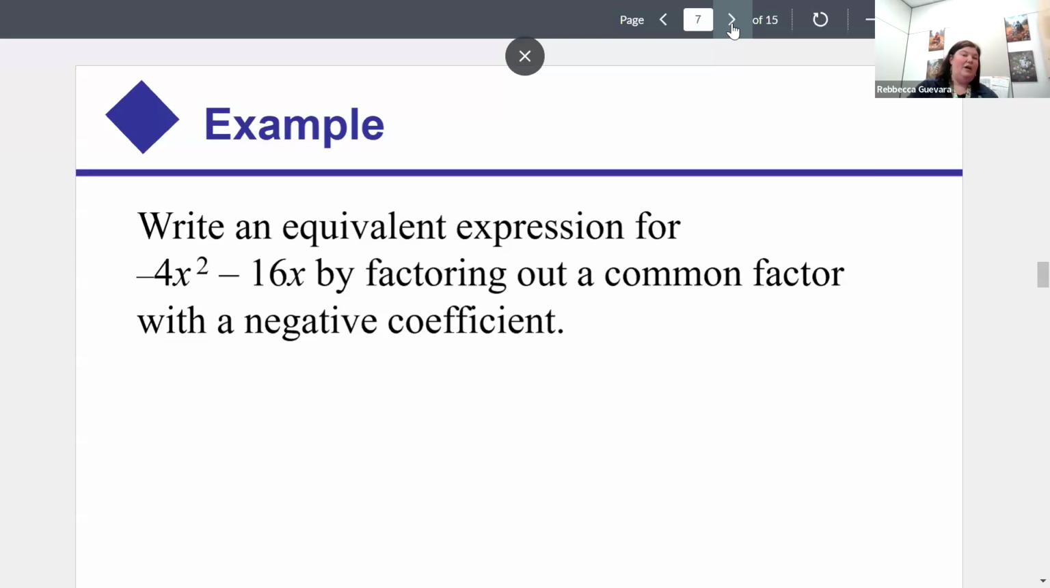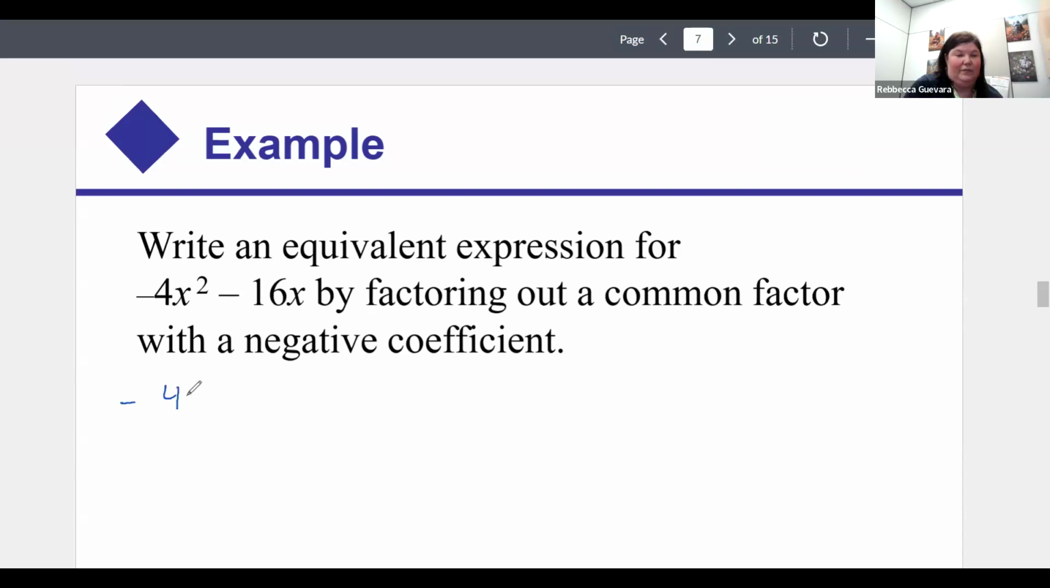For example, I want to write an equivalent expression for negative 4x squared minus 16x by factoring out a common factor with a negative coefficient. I see that both of these numbers are divisible by 4, so I want to factor out 4. My leading term, negative 4x squared, is negative, so I'm going to factor out negative 4. Then we see both of them have an x, so I can at least factor out x.